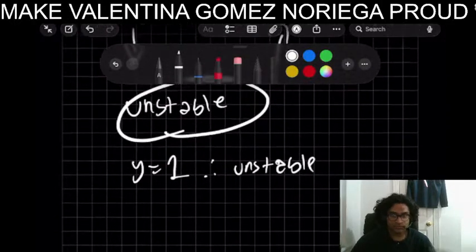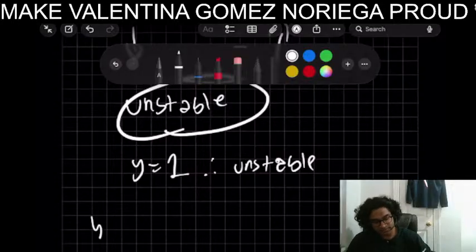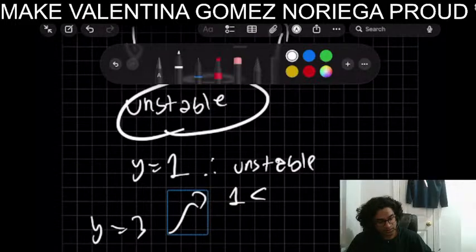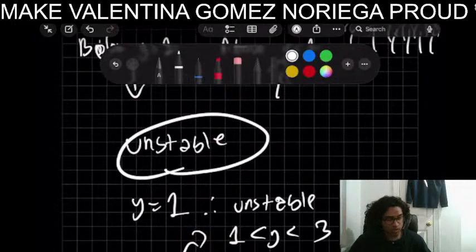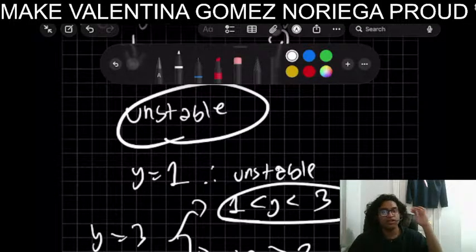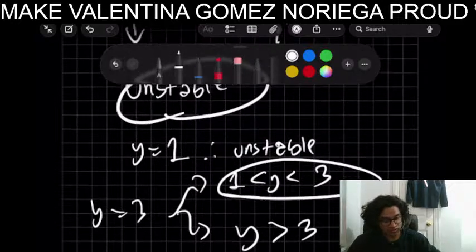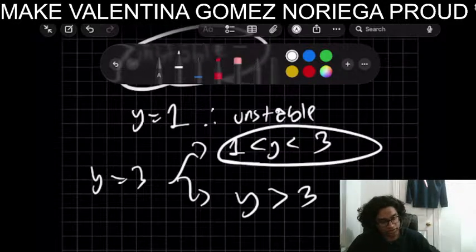Now, y equals 1, unstable. Y equals 3, we're going to have 1, y, 3, and y3. 1 less than y less than 3 is going upwards, right? So this is your below. The above for previous is the below for next. So this is going upward. Up, up, up.